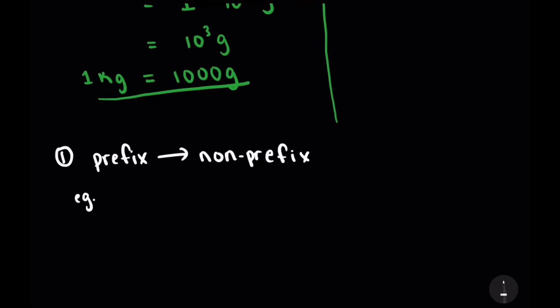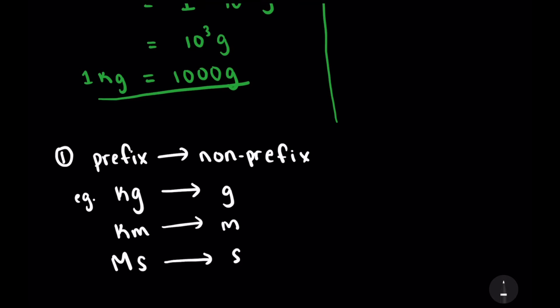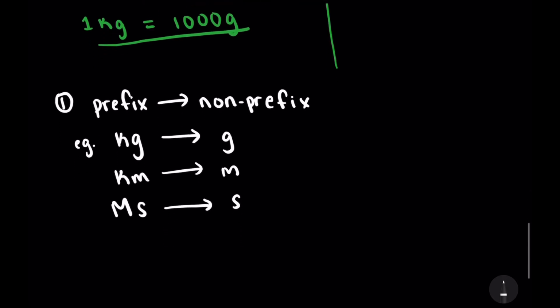So let's say we're going from a kilogram to a gram, or a kilometer to a meter, or a megasecond to a second. In each of these cases, we're going from a unit that has a prefix in front of it to one that has no prefix, right? And this is the simpler kind of unit conversion, because in all of these cases, we can just take the prefix as its literal meaning.